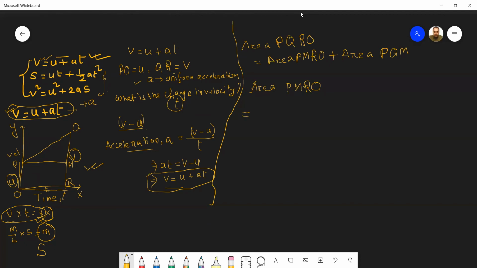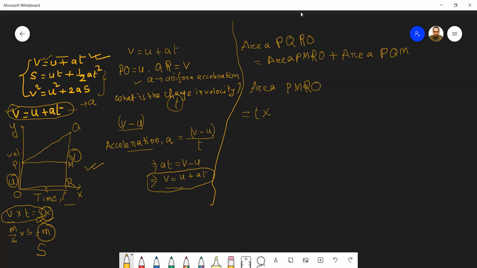PM multiplied by MR. Okay, PM, what is PM? PM is equal to T multiplied by T, because, what is the length of OR? Along the x-axis we have plotted time, and OR is the time itself, because T is the time for which the object has moved.